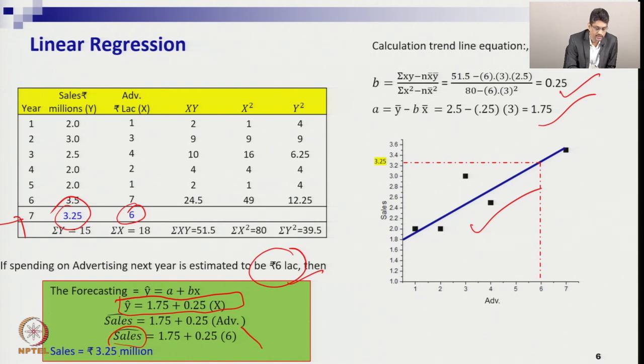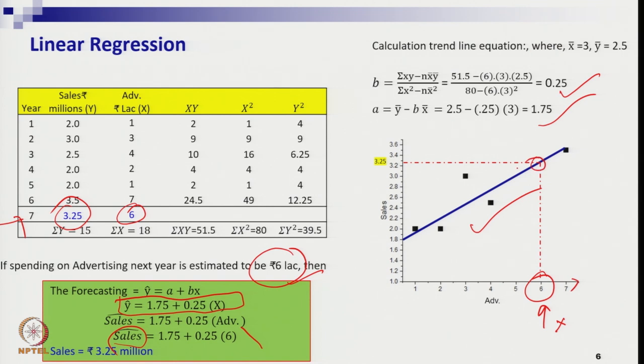So you are predicting through the regression line. You can see the sales hat, or predicted value, for 6 as input of X, you are getting this point on the line as the predicted value of sales. What is the predicted value of sales? Here it is 3.25. This is nothing but the summary of the previous session. If you put the data 6 here, you get the sales as 3.25. Now let's go to the standard error calculation.